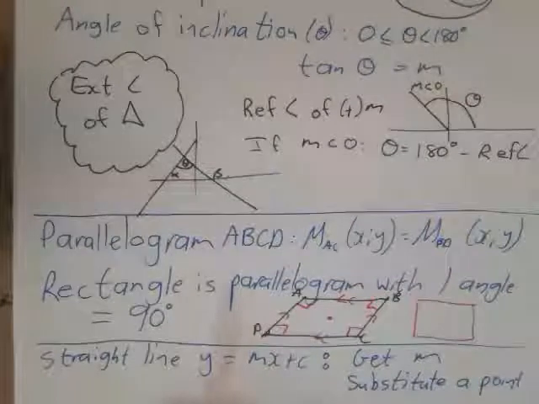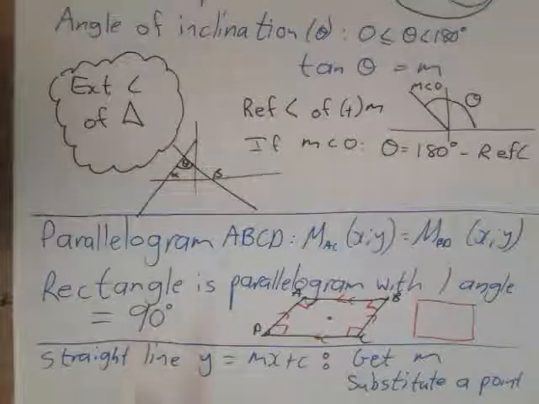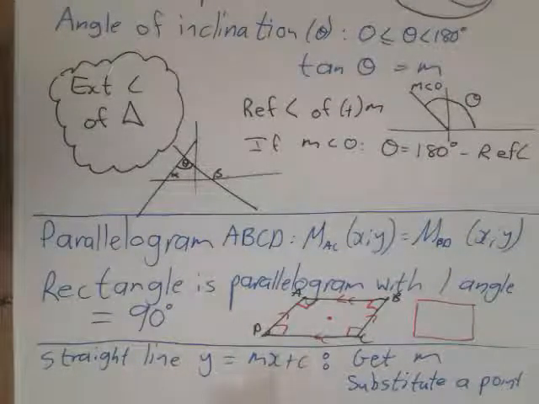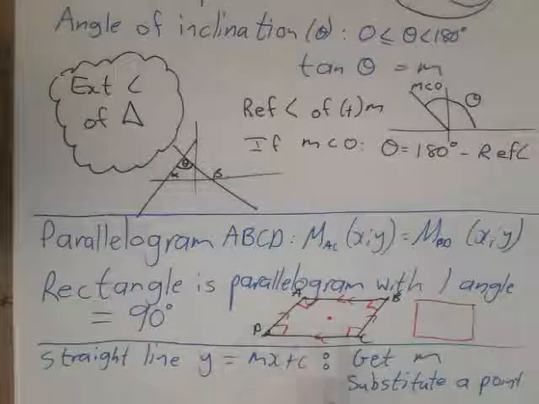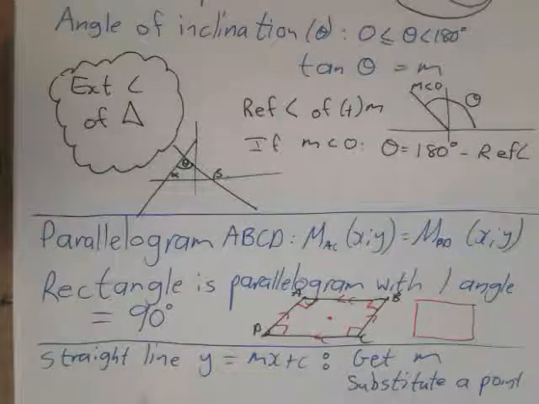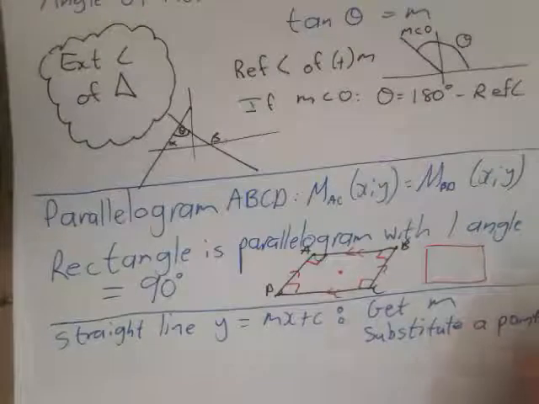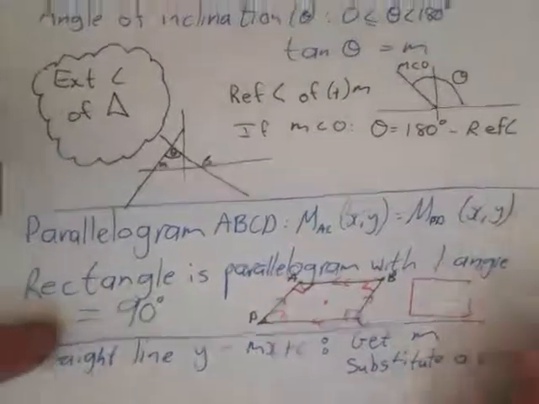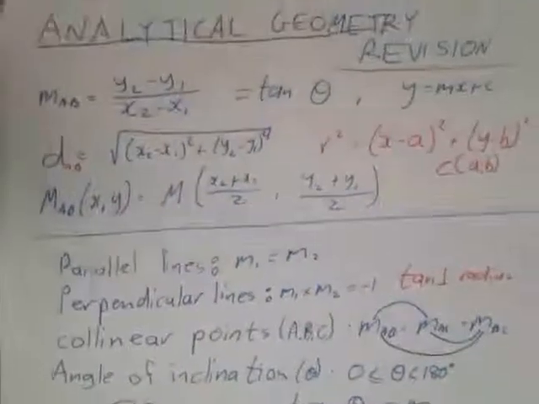And then just a last point, straight line y equal to mx plus c, and a nice way to get the equation of a straight line is to just get the gradient and then substitute a point into the formula, and there you have it. Okay, so let's just go over this in highlights.